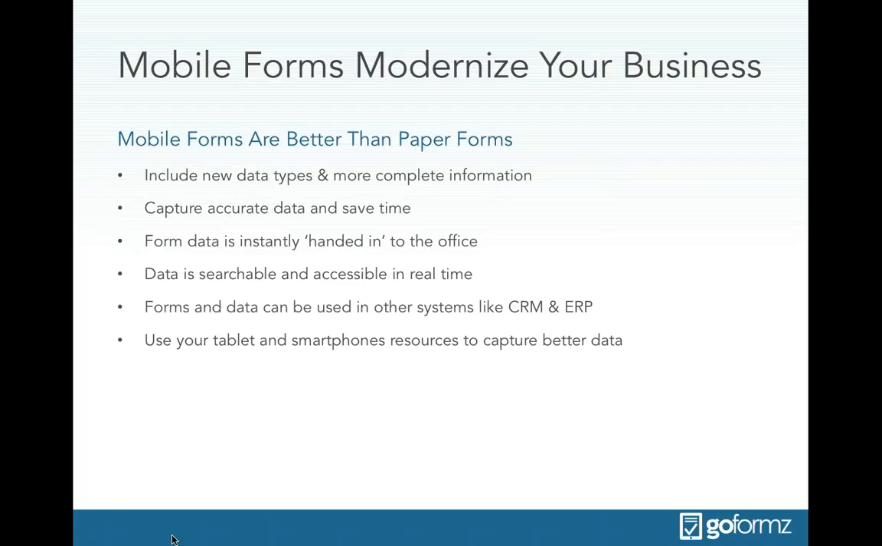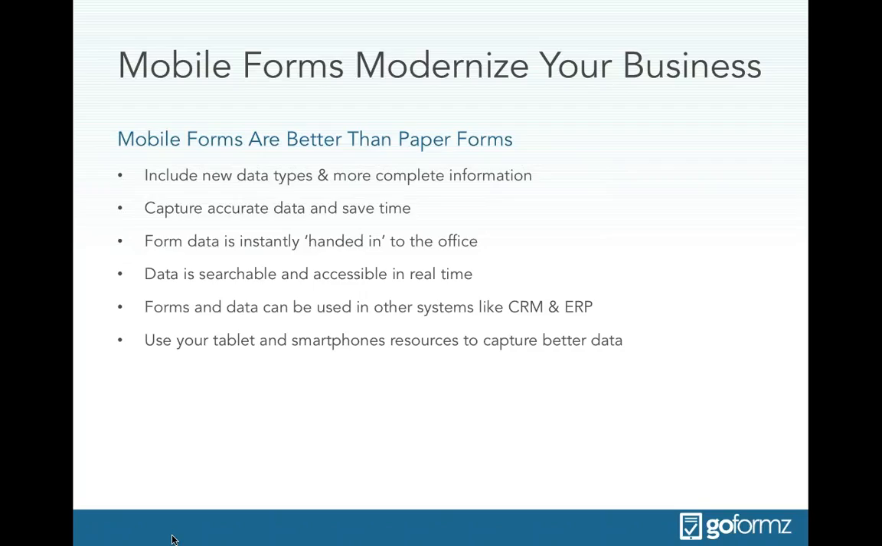Think about your phone and the ability to take pictures and the ability to do text or speech to text. There's just a lot of different technologies that you can now leverage in a mobile form that's just so much better than paper form. So new data types and more complete information. Capturing accurate data is always key. When you have the ability of human error from the standpoint of a calculation or an incorrect address or the wrong zip code or the wrong phone number, you can have a lot of challenges there. So capturing accurate data is a huge benefit and clearly a time saver as well.